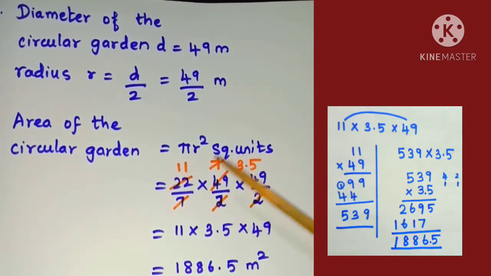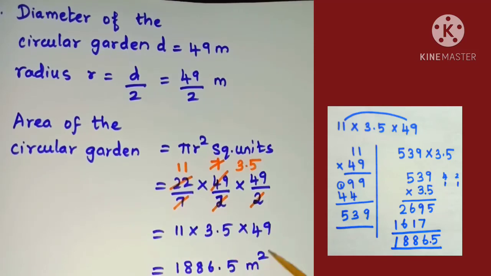So substituting all the values we get pi as 22 by 7 into r is 49 by 2 into 49 by 2, because r square is given. And here when we cancel 22 and 2 by using the 2 table, here it is 11 times, here it is 1 time. And then again we cancel 7 and 49 by the 7 table, here it is 7 times, here in the denominator it is 1 time. And again when we cancel 2 and 7 by using the 2 table, here it is 3.5 in the numerator. So we have 11 into 3.5 into 49.